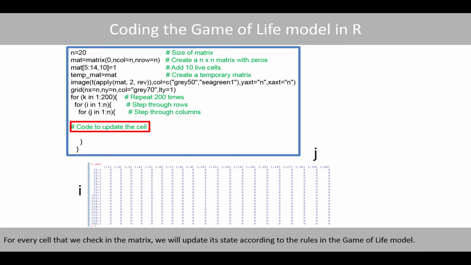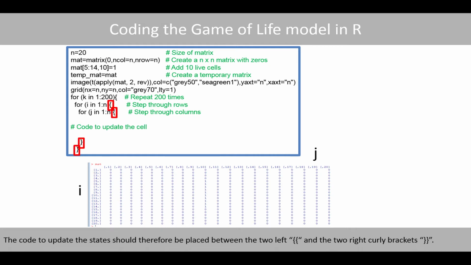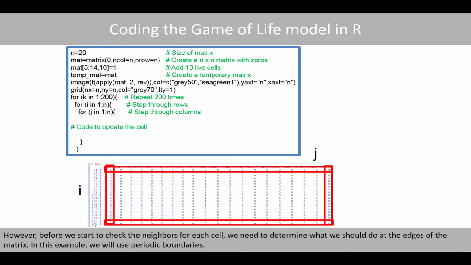For every cell that we check in the matrix, we'll update its state according to the rules in the game of life model. The code to update the states should therefore be placed between the two left and the two right curly brackets. However, before we start to check the neighbors for each cell, we need to determine what we should do at the edges of the matrix.